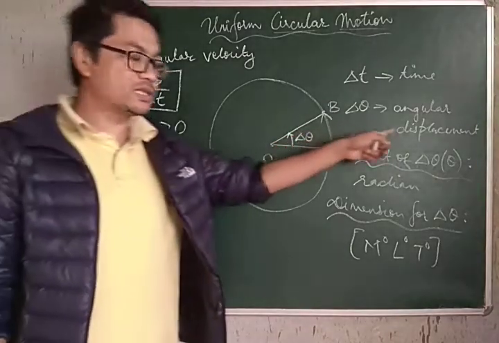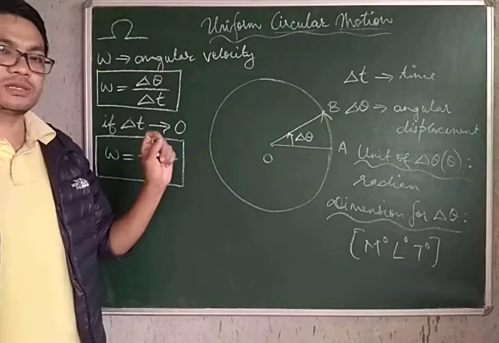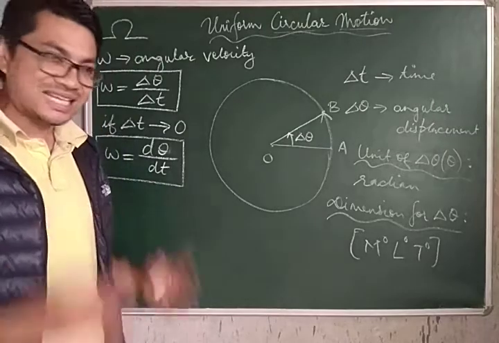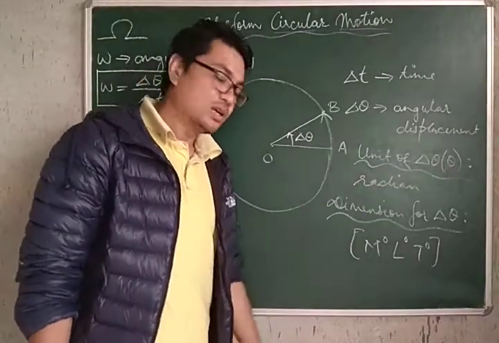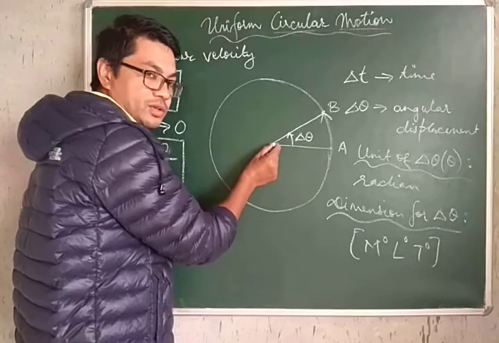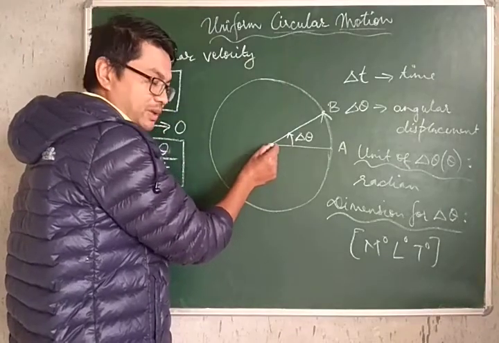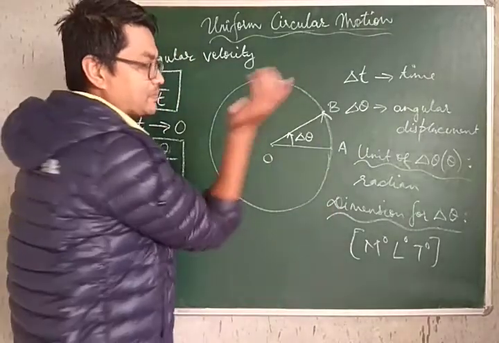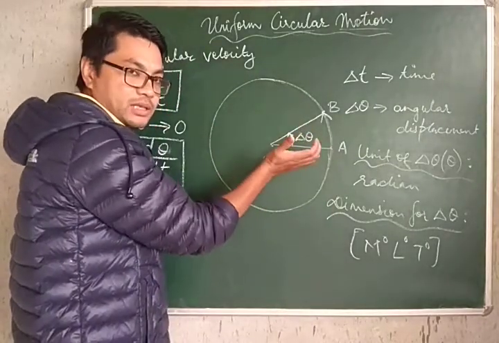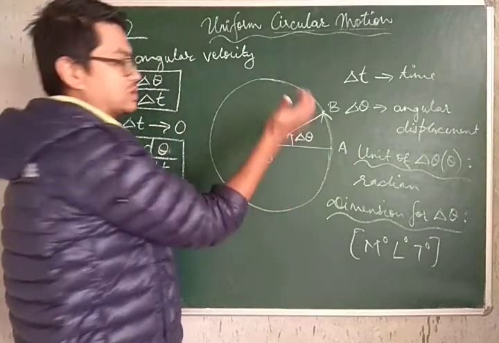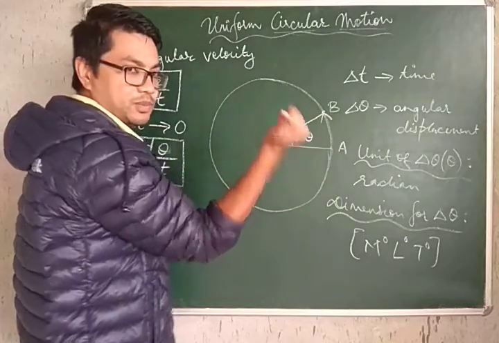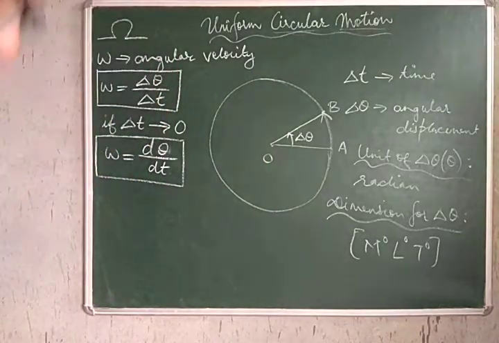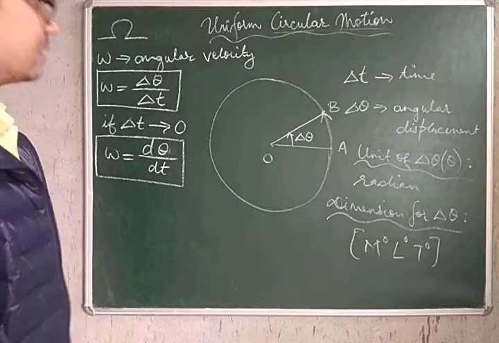Since angular displacement is a vector quantity, likewise angular velocity is also a vector quantity. The direction of angular velocity is the same as that of your angular displacement, which is perpendicular to the plane of the board, or perpendicular to the plane in which the circular motion is being executed, and it of course is given by your right hand thumb rule, remember that. So to say, the direction of omega is also coming perpendicularly out of the plane of the board. So this is about your angular displacement and angular velocity.